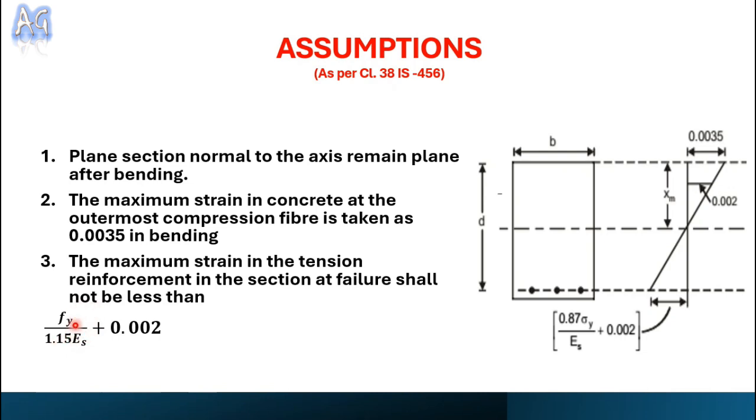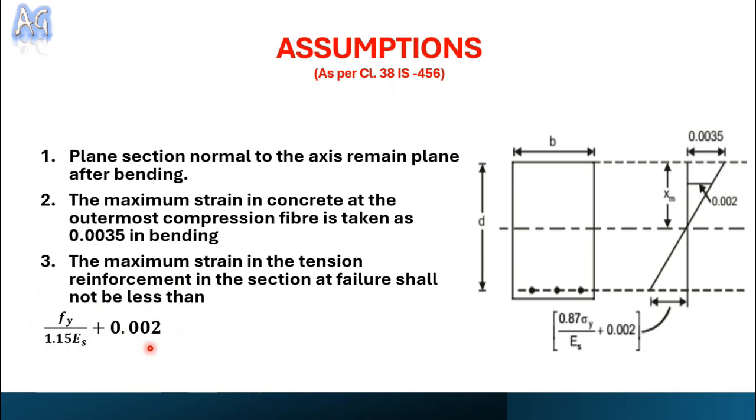So if I divide Fy by Es, we get the yield strain of steel. Now we are increasing the strain value by 0.002, because we are considering the strain beyond the yield limit. This value comes from the 0.2% proof stress. So that's why we are adding it, and this is the maximum strain we are considering for steel.